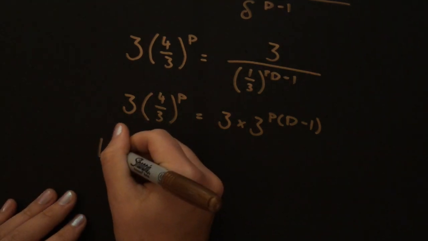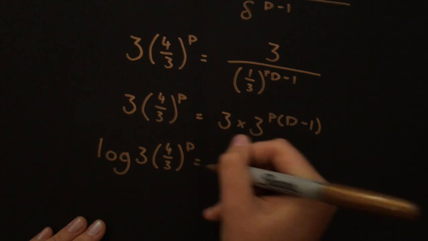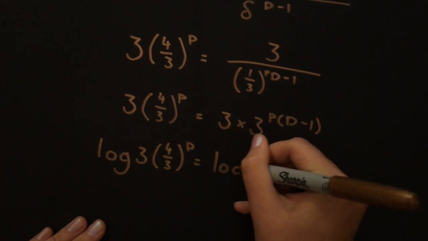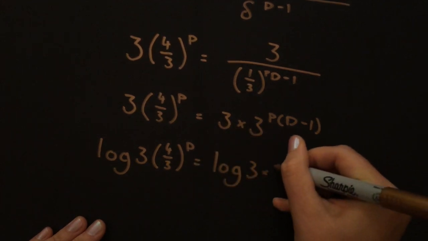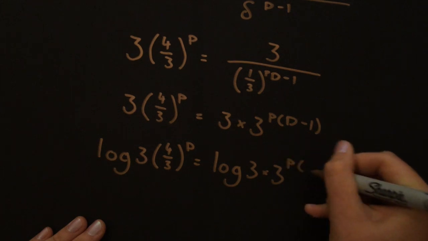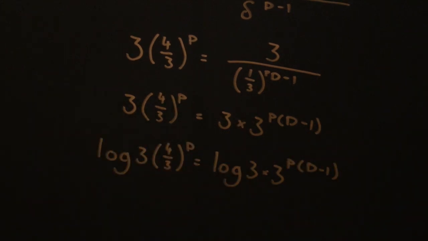Yes, I am. Oh, yeah. Log p equals log 3 times 3 p d minus 1. Woo! Now we've taken logs of both sides, just like the book told us to. But if the book had not told us to, how could we have known that what we were supposed to do is take logs of both sides?